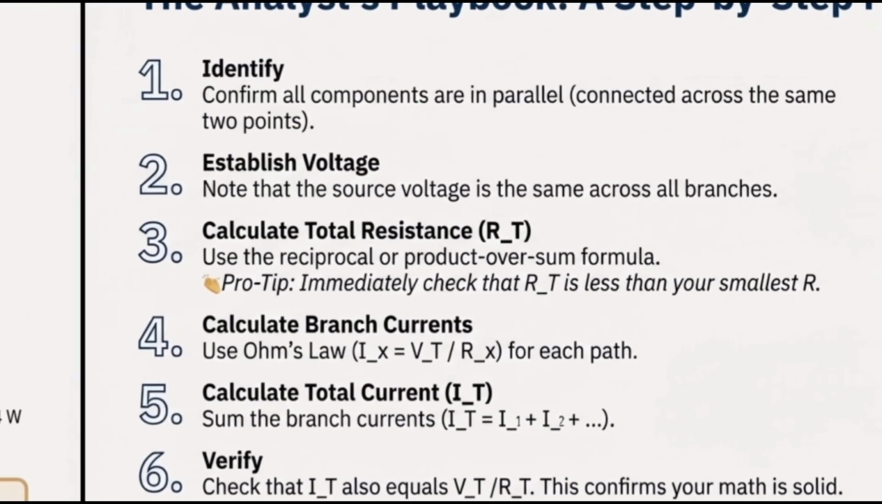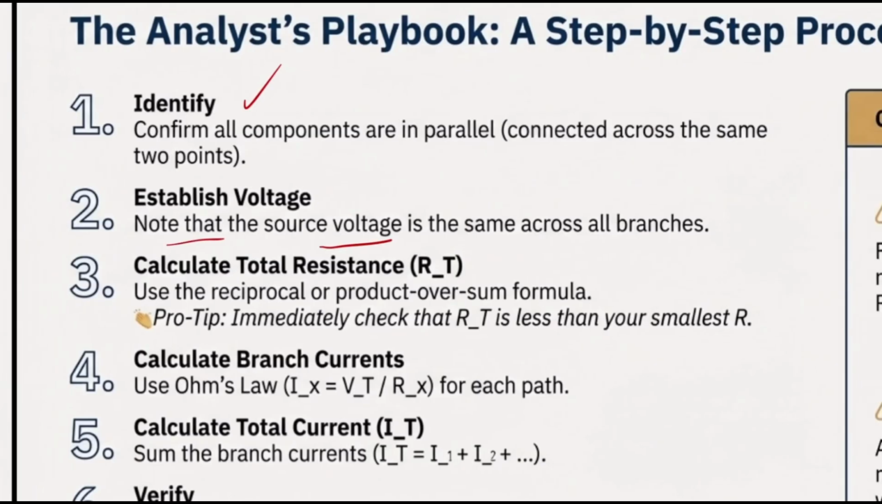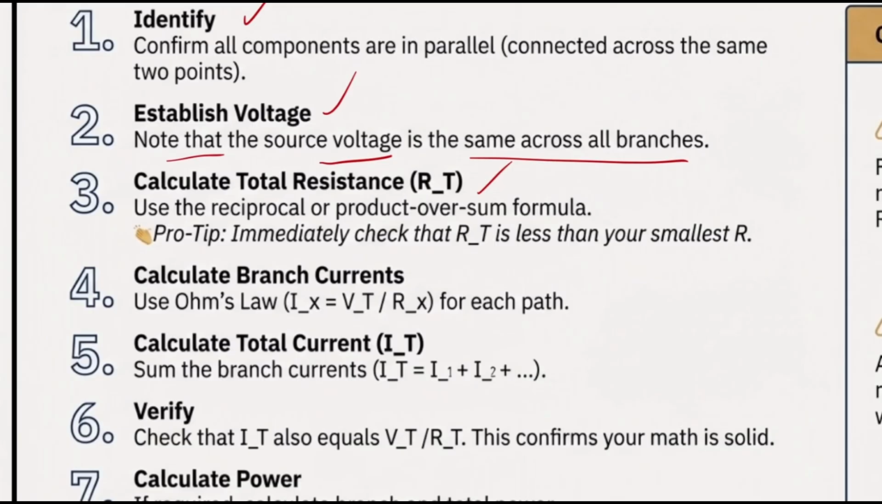The very first thing we have to identify is that all of the components are going to be parallel. That means they're connected across the same 2 points. This is the first step. The second step is to establish the voltage. At this point, the source voltage is the same across all of the branches. That was the very important characteristic of each parallel circuit. Then you have to calculate the RT. That was simple. Either you can use 1 over RT equals 1 over R1 plus 1 over R2 and so on, or you can use the conductance way. With both of them, you should get the same number.